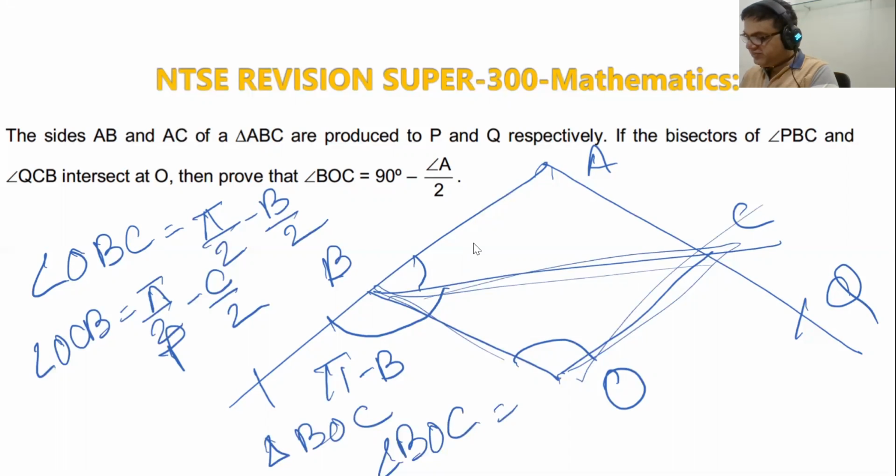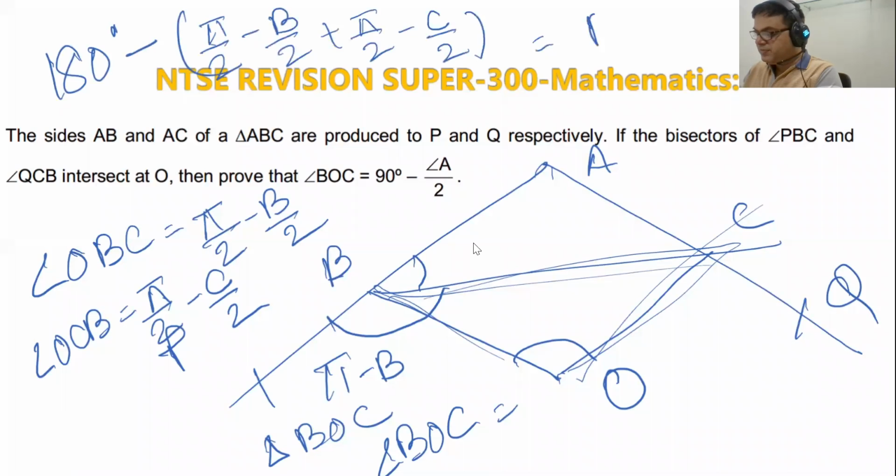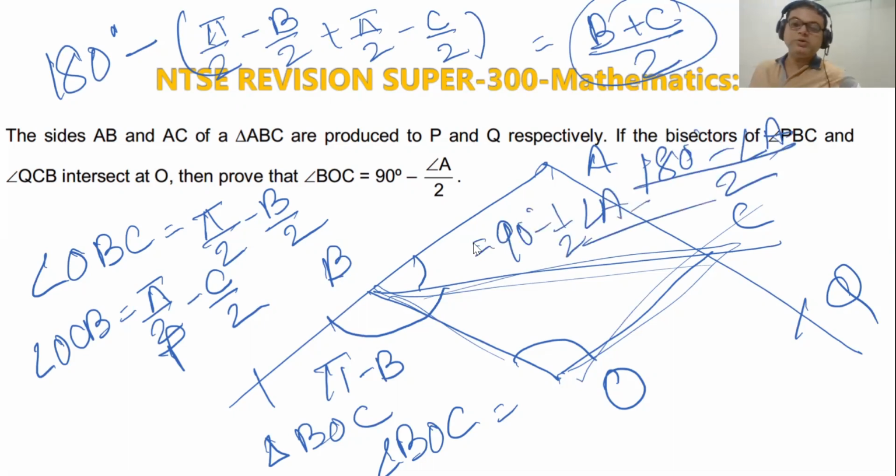180. Now I'm erasing few things. It will be equal to 180 degree minus (pi by 2 minus B by 2 plus pi by 2 minus C by 2). So ये 90 तो ये 180 हो गया. This is equal to (B plus C) by 2. अब ये (B plus C) by 2 आया ना. So I will write it as (180 minus angle A) whole divided by 2, which is equal to 90 minus half angle A. This is how the question is to be done.